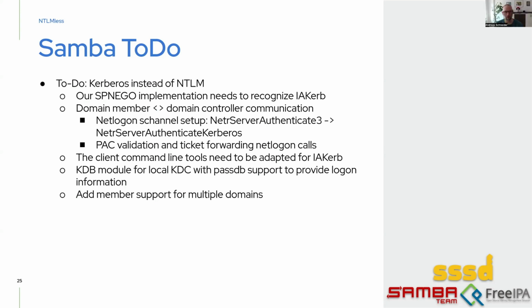Yeah, so on the Samba side, what needs to be done is that our SPNEGO implementation needs to recognize IAKerb. That's probably just letting it know the OID so that it can establish it. Then in domain member and domain controller communications, we need to implement new netlogon functions, which have been added lately, and the documentation about it has been updated. So there is a server authenticate Kerberos function now. There are now PAC validation and ticket forwarding netlogon calls.